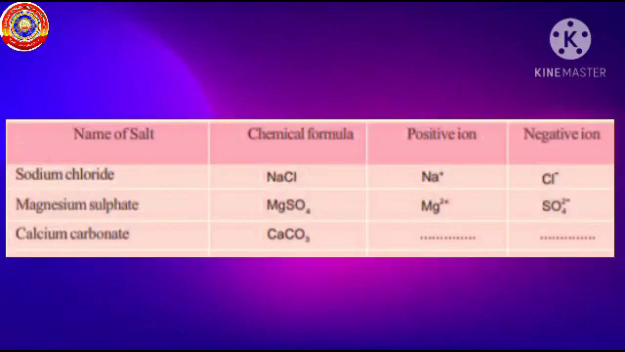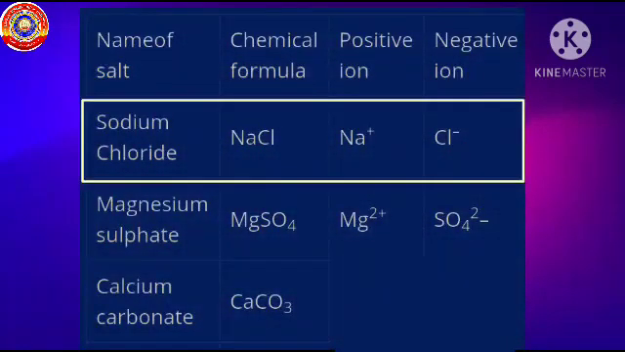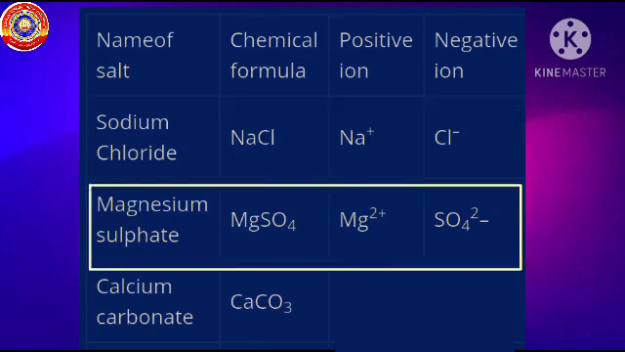Let us try to write the positive ions and negative ions present in the following salts. First one, sodium chloride. Its chemical formula is NaCl. The positive ion present in sodium chloride is Na+, and the negative ion present in sodium chloride is Cl-. Magnesium sulfate. Chemical formula MgSO4. The cation in magnesium sulfate is Mg2+, and that of anion in MgSO4 is SO4 2-.